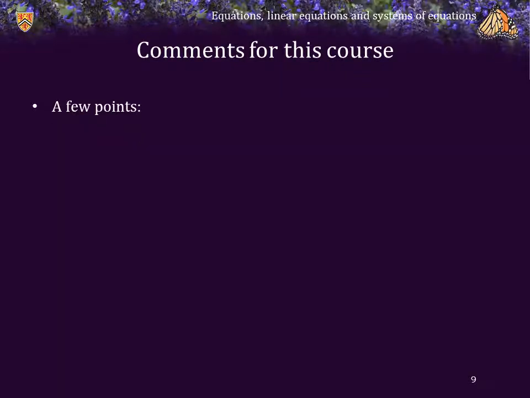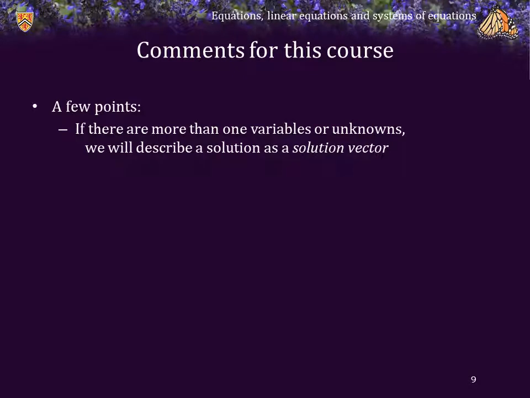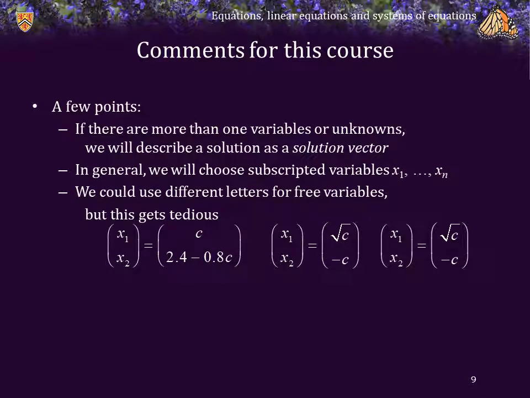A few points. If there are more than one variables or unknowns in an equation, we will describe the solution as a solution vector. In general, we will choose subscripted variables, say, for example, x1 through xn. Now, we could use free variables to describe solutions, but this is going to become tedious as we will start introducing more and more of these free variables. And keeping track of them is just an extra step in bookkeeping.